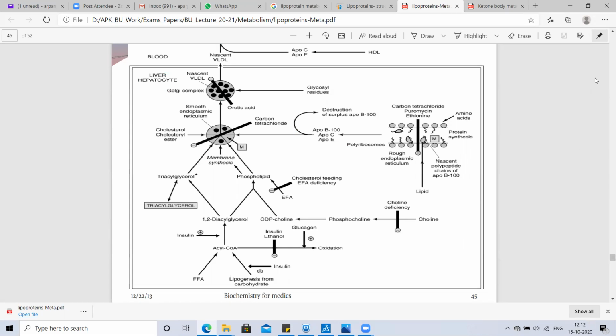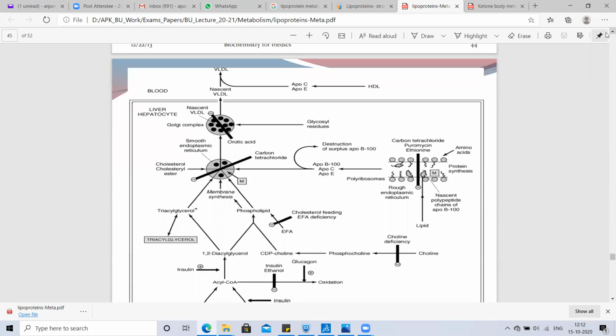So what is the basic transportation process involved inside the body while transporting LDL? VLDL combines with ApoC and ApoE, and HDL is also combined with ApoC, ApoE and ApoA, and it can also help in the production of VLDL. And where does this VLDL come from? From liver hepatocytes, because VLDL is synthesized inside the liver. And after complete synthesis, it enters into the blood.